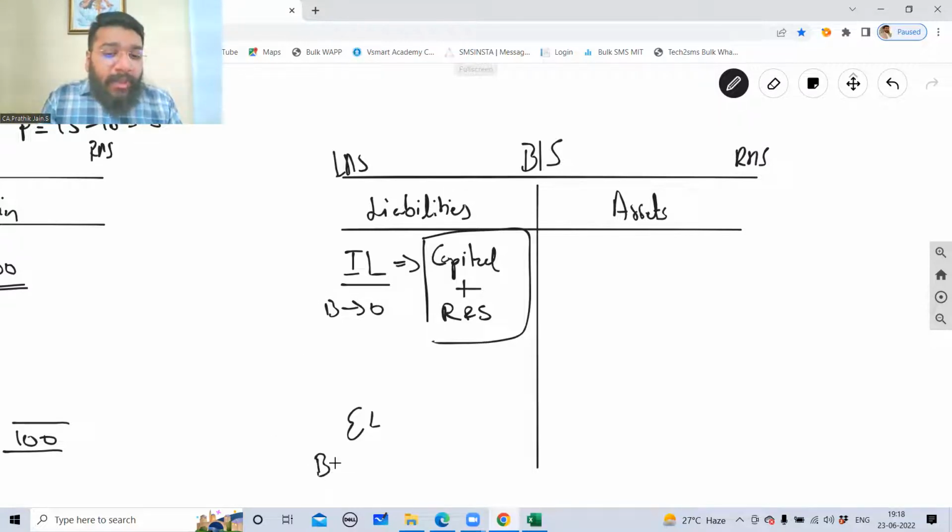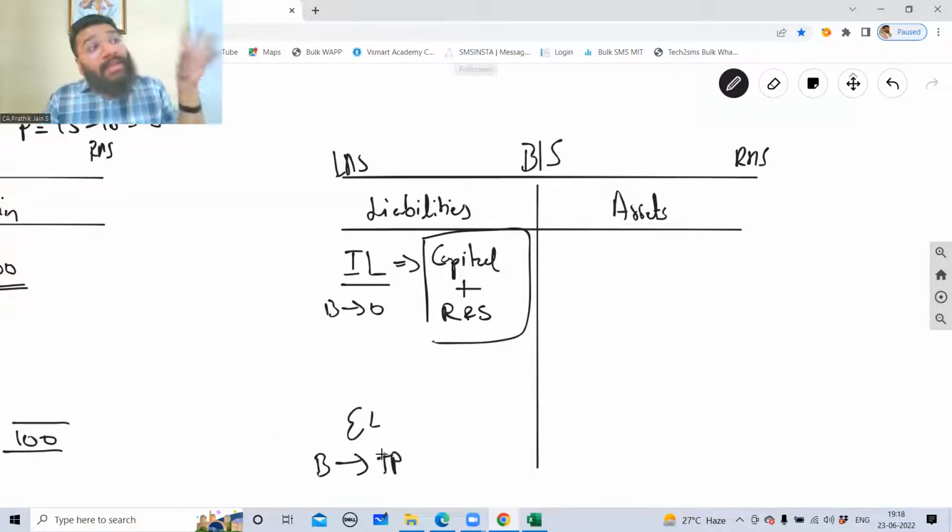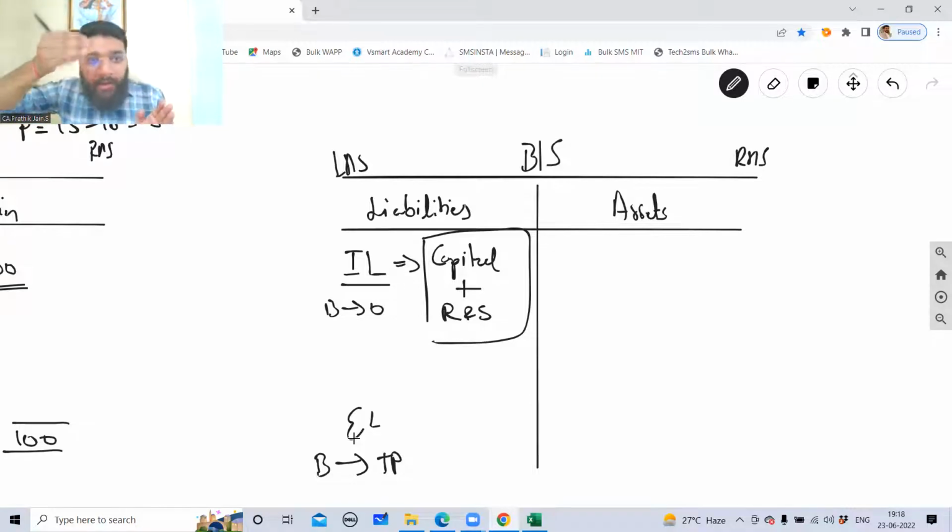If the business has to pay the money to a third party, to the outsiders, that is called external liability. So liability is nothing but, if I have to remember to make the payment to somebody in future, then I will record it on the left hand side of the balance sheet.